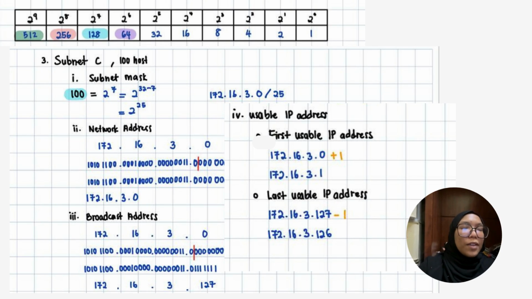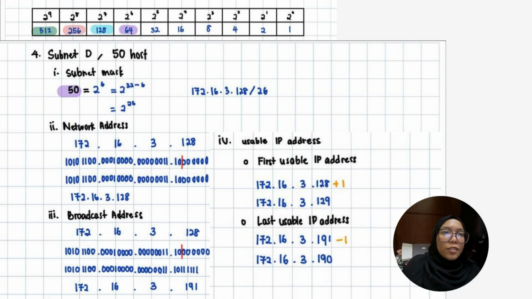Next, the usable IP addresses. The first usable IP address we take from the network address, 172.16.3.0. We plus 1, so it will be 172.16.3.1. And the last usable IP address we take from the broadcast address, 172.16.3.127, minus 1, which will be 172.16.3.126.